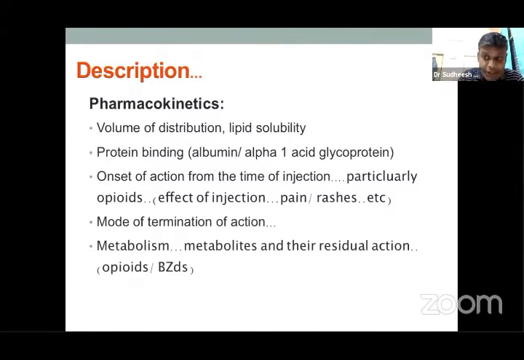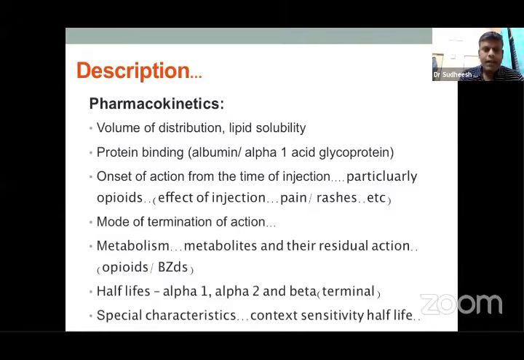For example, this is particularly important with respect to opioids and benzodiazepines, because many a times the action of the drug outlives the duration of presence of the parent drug in the body. For example, if you take drugs like morphine, the metabolites are almost 40 to 60% as potent as the parent drug. Therefore, they have long-lasting action, be it analgesia or respiratory depression. So it's important that you read about metabolites and their residual action, how long these metabolites stay in the body, and which organs it predominantly undergoes metabolism in.